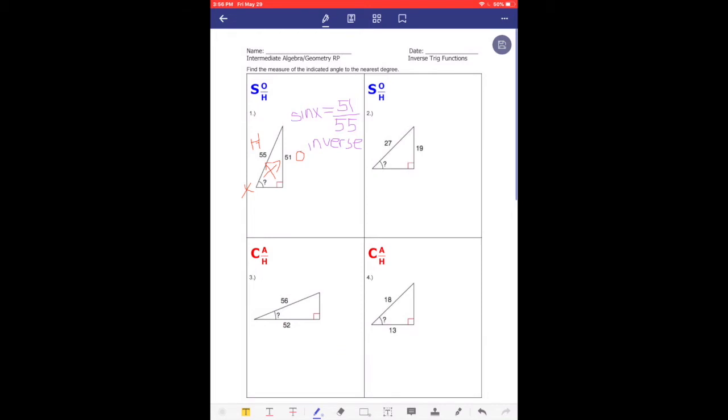So the inverse function means that I'm going to use sine of -1, and then I'm going to keep the fraction 51 over 55. That's going to give me x, or my angle. And in order to do this, we're going to use our calculator.